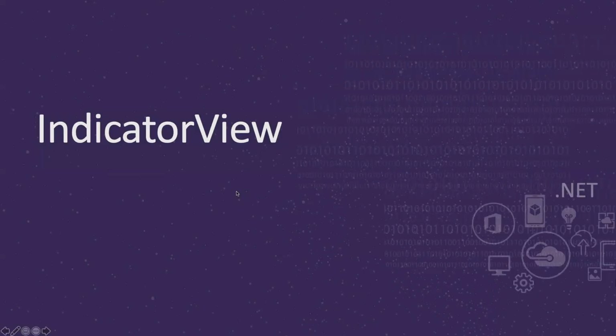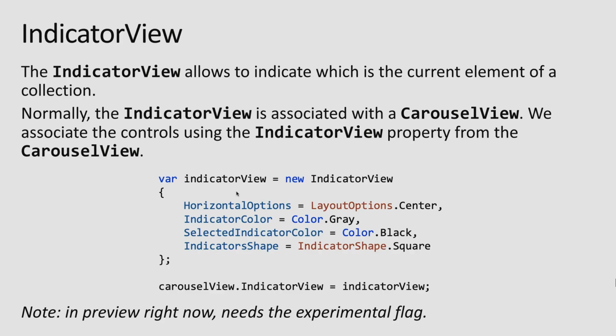So indicator view, that's something that is tightly coupled with the carousel view, as I already mentioned. If you have the carousel view, you might also know that a lot of these controls have these little dots at the bottom, which shows you how many items there are in the actual carousel view, but also which index currently is selected. So that's what we want to do with the indicator view.